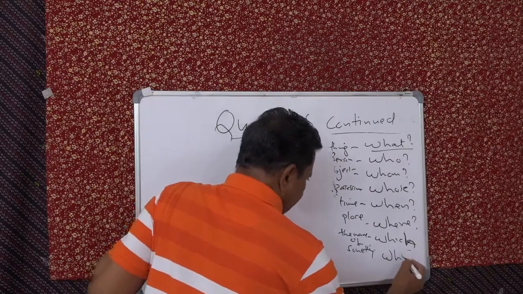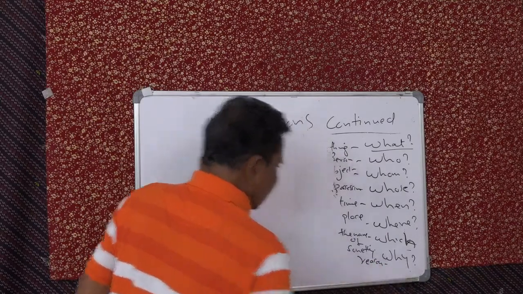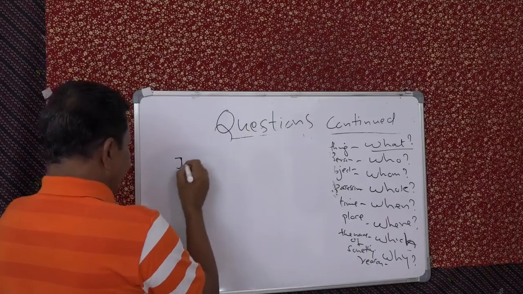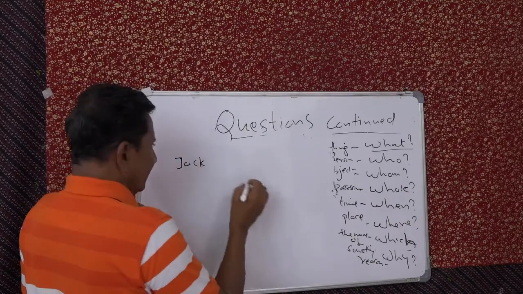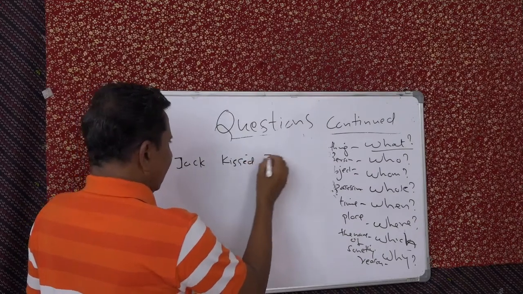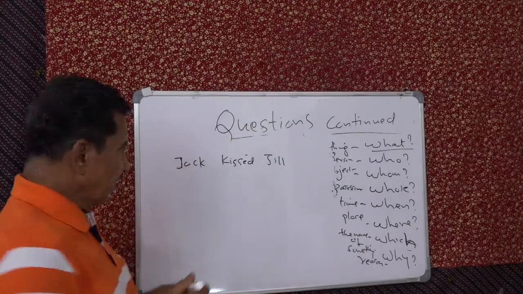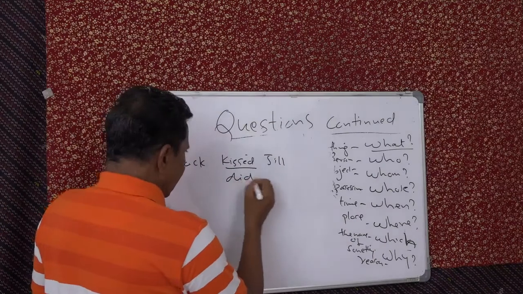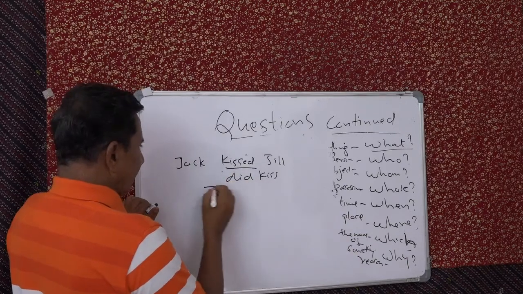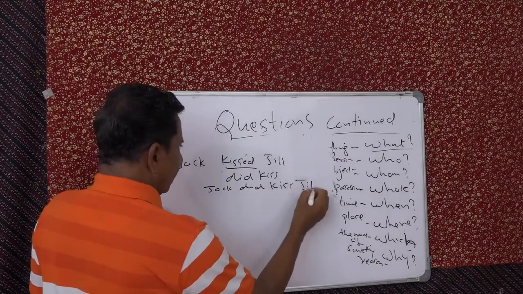The next one is why. Why is for reason. For example, Jack kissed Jill. Now you want to know the reason why. So you will say kissed is equal to did kiss. Then here you change this. Jack did kiss Jill.